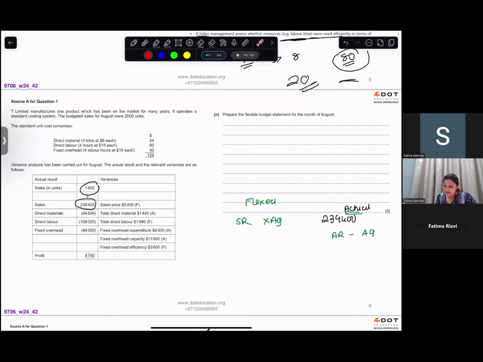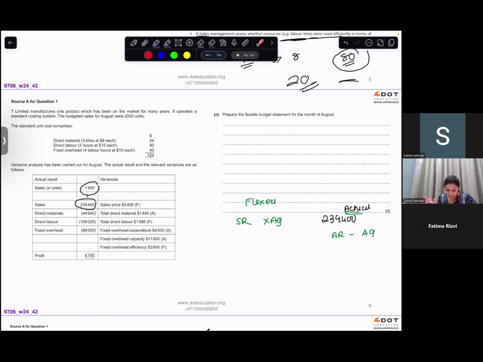So here they are asking us to prepare a flexible budget statement. What are they asking us to prepare? Flexible budget statement for the month of August. Flexible budget statement means standard rate into actual quantity, and they have given us the actual budget statement and they have given us the variances. If we add or subtract the variances, we can come to the flex.